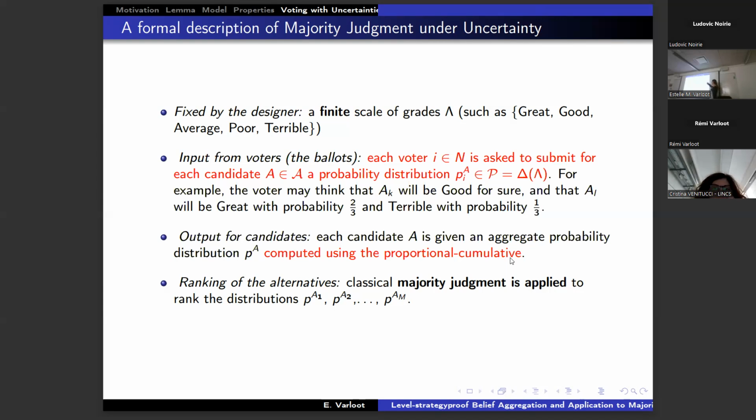And once we've got the probabilities, we can use what we've done previously to aggregate into one probability distribution, which we will then use with the same method as majority judgment to define the grade that the candidate has, and then the tie-breaking rules using the same method as previously.